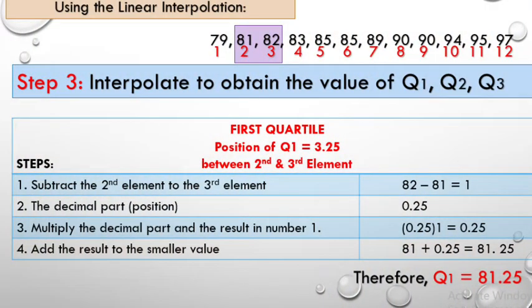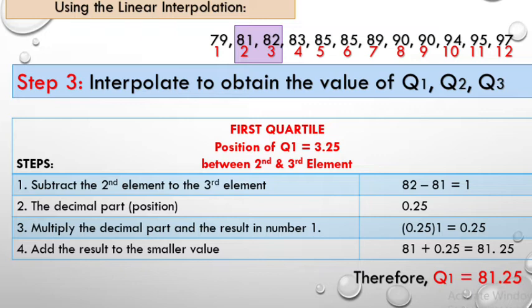Those positions of quartiles na ipinakita po natin are really important in solving quartiles using the linear interpolation and are important also for our next step, which is to interpolate to obtain the value of first quartile, second quartile, and third quartile. Let's have first quartile. The position of our first quartile is 3.25 between second and third elements. So, yung 81 and 82 po ang magiging reference natin. And these are now the steps that we're going to do for linear interpolation.